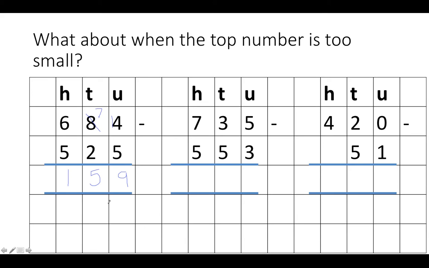Now just remember, you always take the bottom number away from the top number, never the other way around. You can't swap them around like you can with addition. So let's have a look at the next one. 5 take away 3, well that's fine.